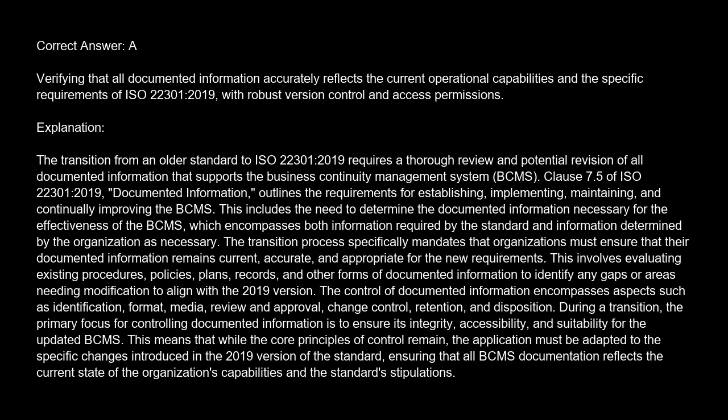During a transition, the primary focus for controlling documented information is to ensure its integrity, accessibility, and suitability for the updated BCMS. This means that while the core principles of control remain, the application must be adapted to the specific changes introduced in the 2019 version of the standard, ensuring that all BCMS documentation reflects the current state of the organization's capabilities and the standard stipulations.